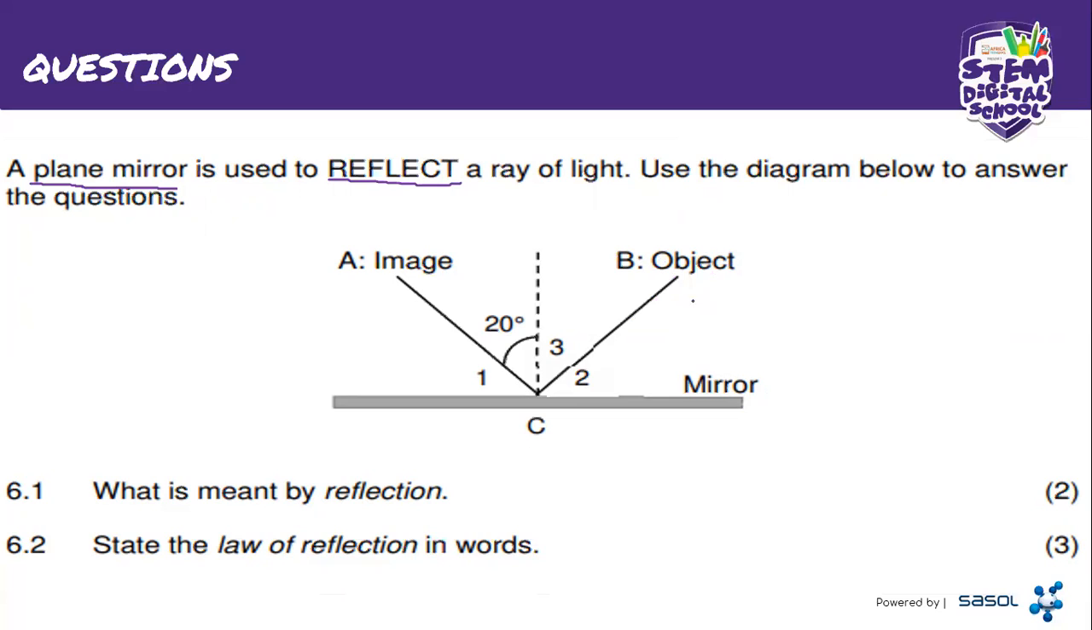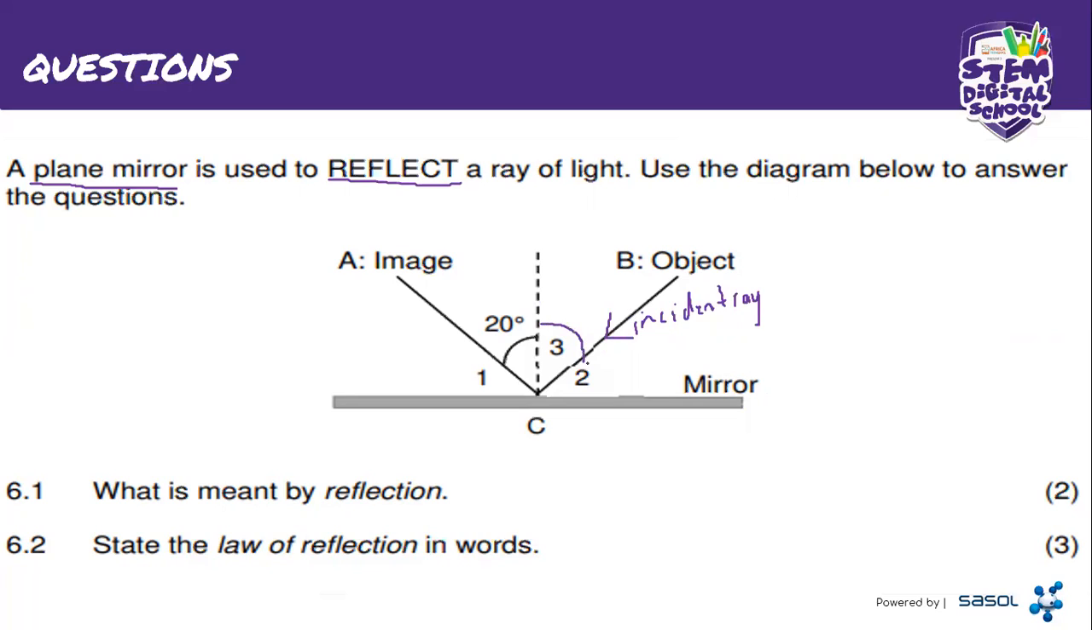Now, if we have the object, what is happening there? It means this represents the incident ray. This represents the incident ray. And there, I'm just showing the arrow.